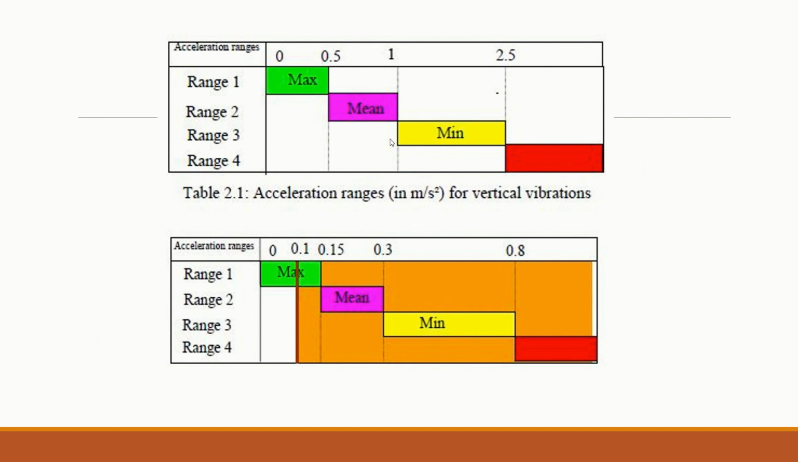For the vertical and the horizontal, for the vertical, when it's between 0 and 0.5, it's maximum comfort. Here it's mean comfort, and here it's minimum comfort. Above 2.5, when the deck acceleration is above 2.5, it's not good, it's uncomfortable at all. For the horizontal, we should limit it at 0.1 to avoid what happened in France. It's the lock-in phenomenon.